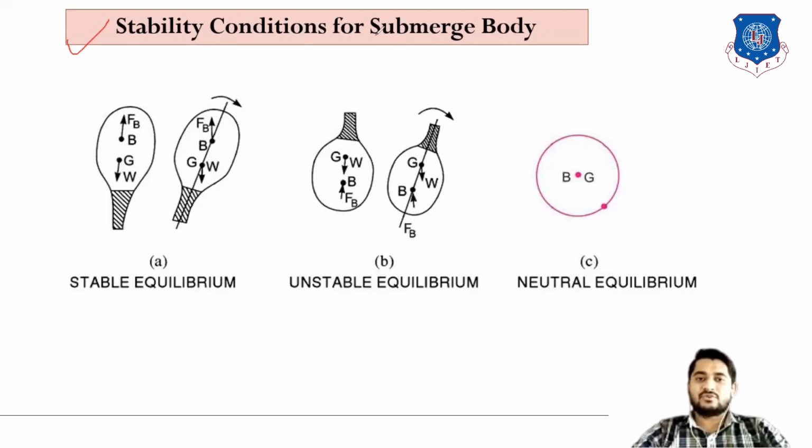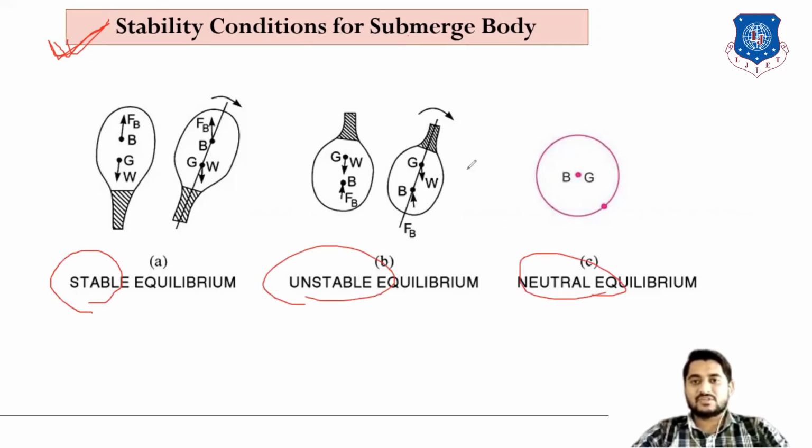This is a very important theory regarding GTU, right? You have to pay attention to the stability conditions of submerged and floating bodies. First of all, what do we mean by stable equilibrium, unstable equilibrium, or neutral equilibrium? Let us understand all the terms in simple language.